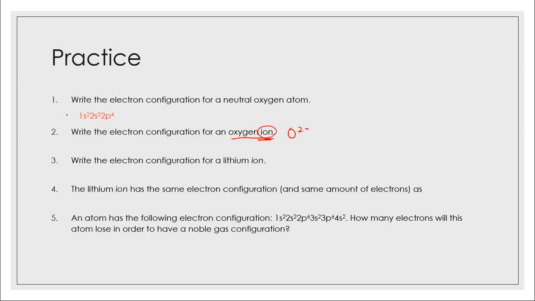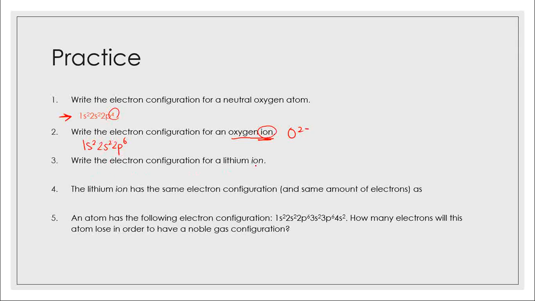And so what does that mean? If originally in a neutral oxygen atom we have 1s2, 2s2, 2p4, what does the 2 minus mean? It means that it gains an electron. Oh, I'm sorry, it means that it gains 2 electrons in this case. So instead of writing 1s2, 2s2, 2p4, how does that change? It changes to 2p6, right? It gains 2 more, so I have to add 2 to that.